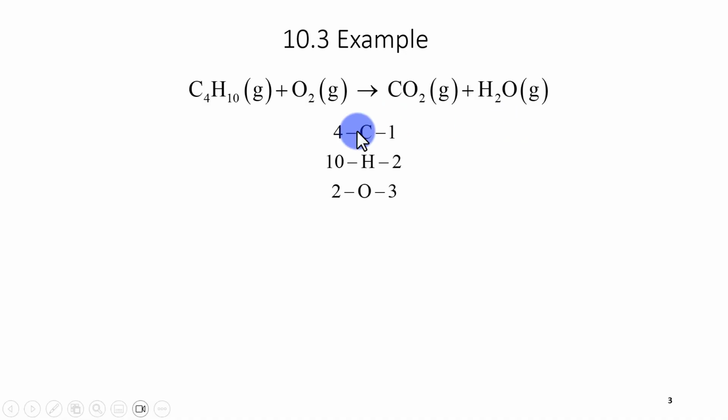Here's the tally. You can write these out this way: write out the types of atoms that you have, and then write how many you have on the left-hand side and how many on the right-hand side. Do the same for the others, and then see that none of these are actually balanced. So my next step is to start somewhere.